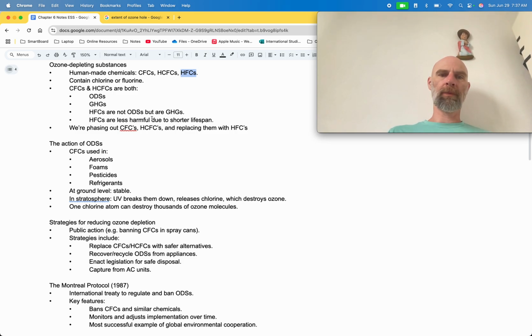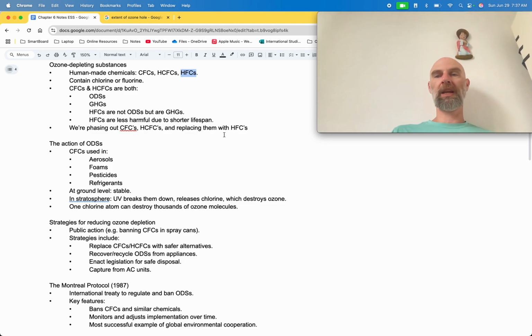They're less harmful due to shorter lifespan, basically. They do trap heat, though, so they're not completely sin-free. We're phasing out CFCs and HCFCs and replacing them with HFCs. So the action of ozone depleting substances.